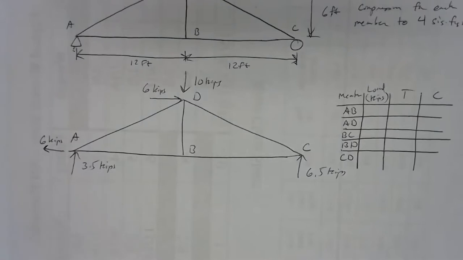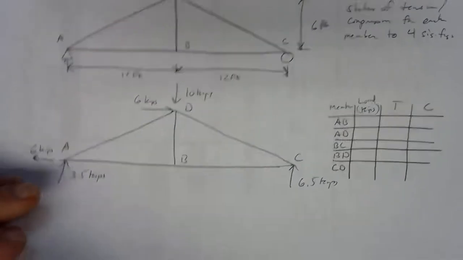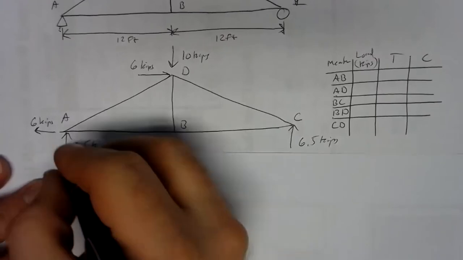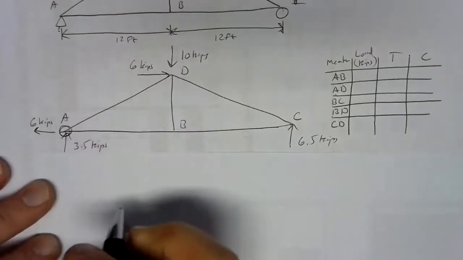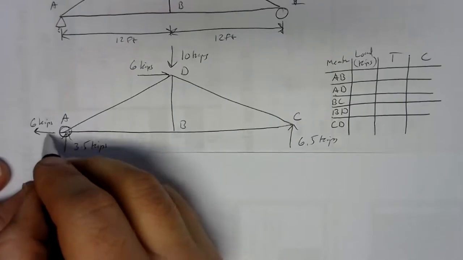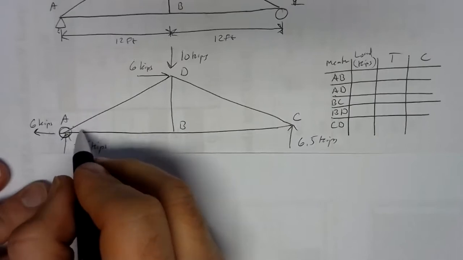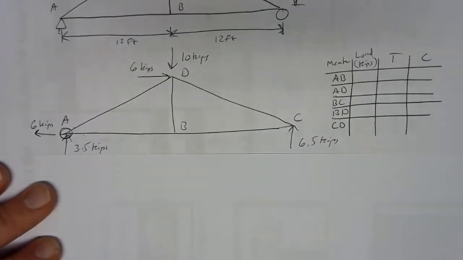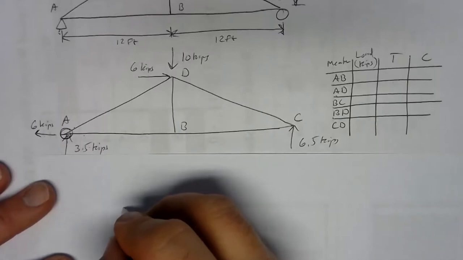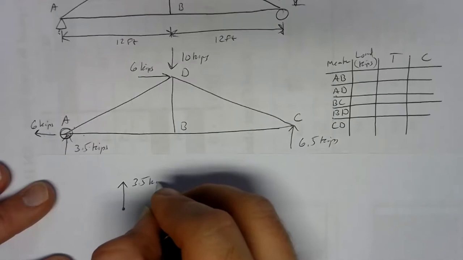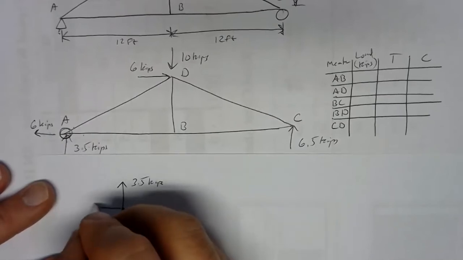So let's start at joint A. So we need the free body diagram for joint A. So if I draw my circle around joint A, I've got 4 forces. I've got the 2 reaction forces at the joint, at the pin, and then I've got AD and AB. Always start with what you know. So I know for sure the 3.5 kips is up, and the 6 kips is to the left.